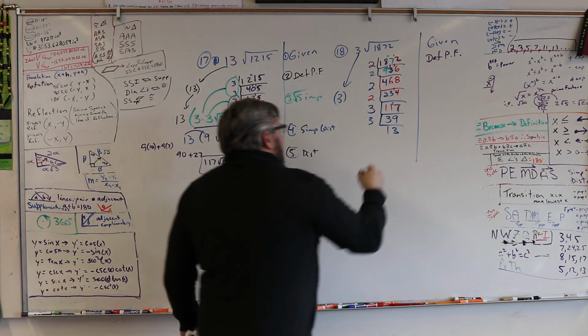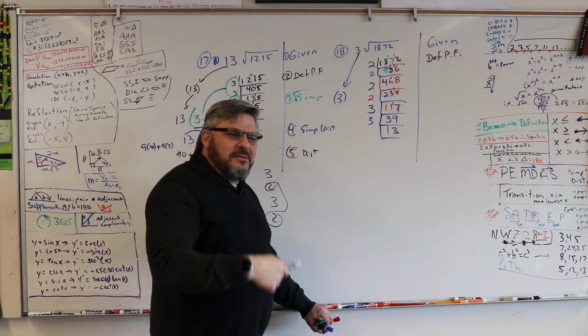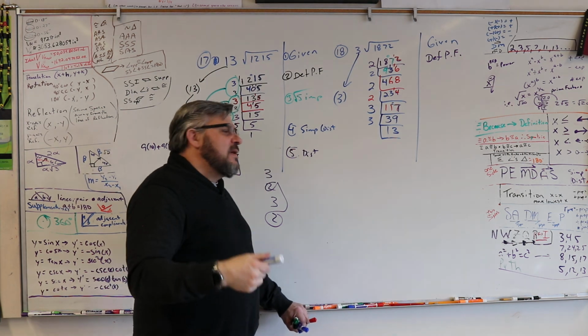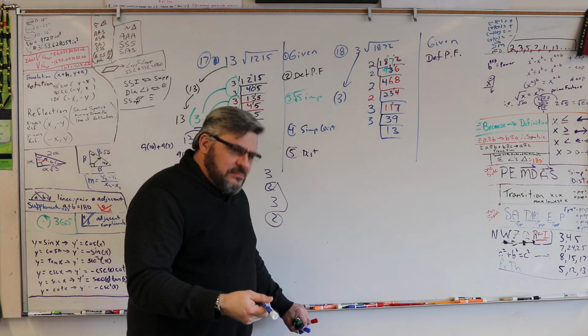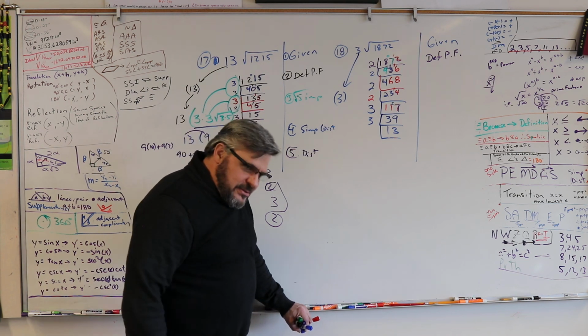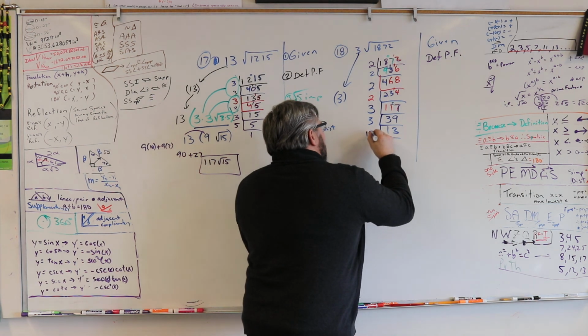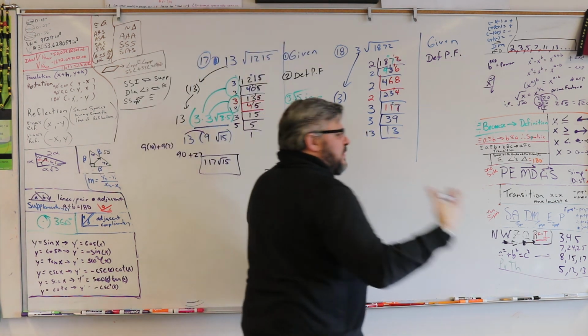And then does 3 go into 13? No. Well, not evenly. So that's what we want, evens, right? Does 5 go into it? Does 7? Does 11? Does 13? See? And that's what's going to happen. You're going to just keep climbing the ladder until that next prime goes into it.